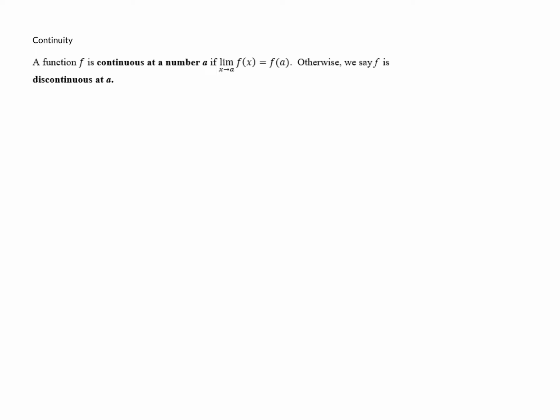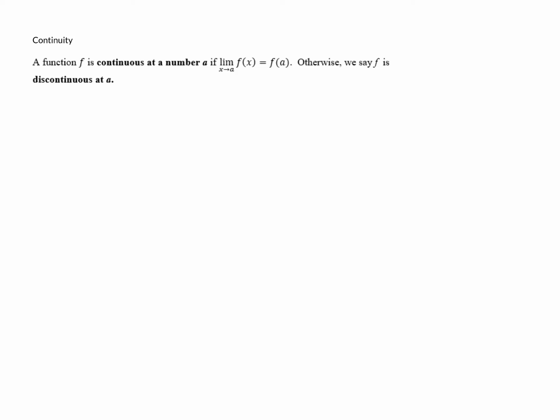So a function f is continuous at a number a if the limit as x approaches a of f of x is equal to f of a, meaning the limit of the function at that point is equal to the function value at that point. And then otherwise we say f is discontinuous at a.